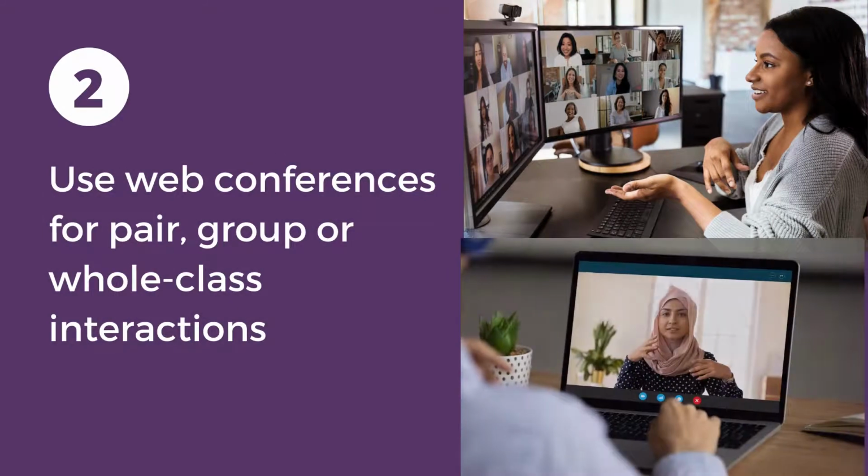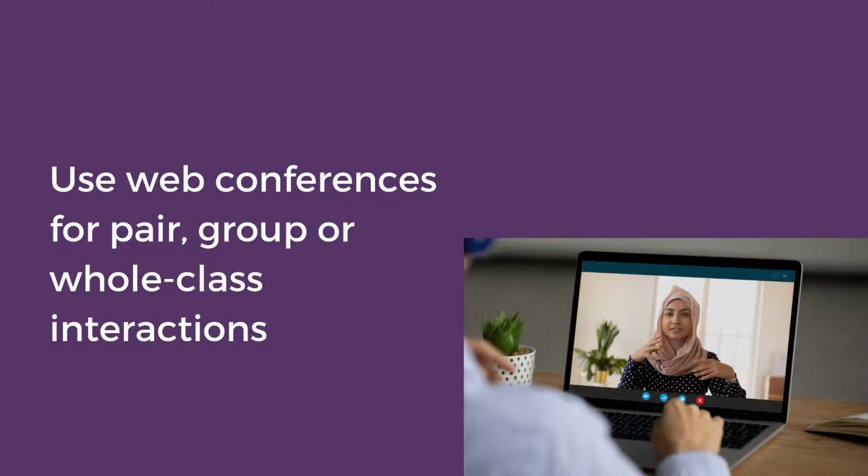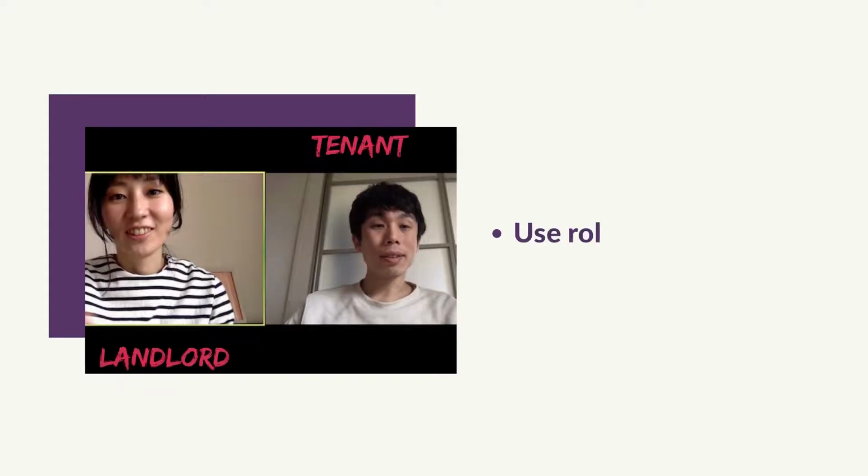Tip number 2. Use web conferences for pair, group, or whole class interactions. Have learners practice language elements introduced in the asynchronous component. For example, if the completed e-activity includes a conversation between a landlord and a tenant about a housing problem, have learners role-play the same or similar situation in breakout rooms.